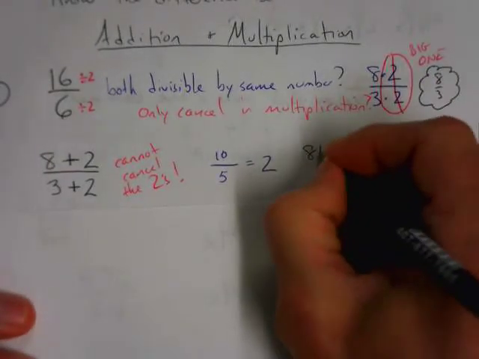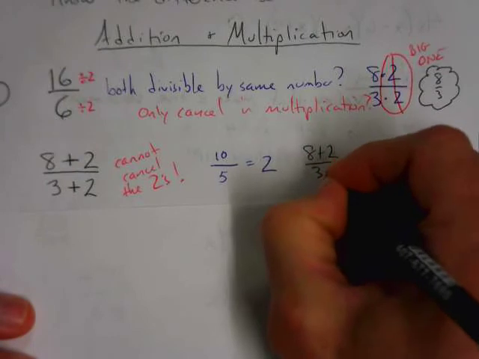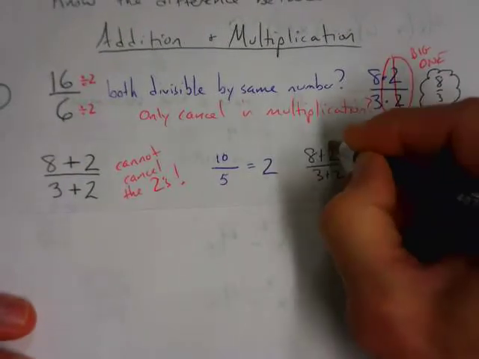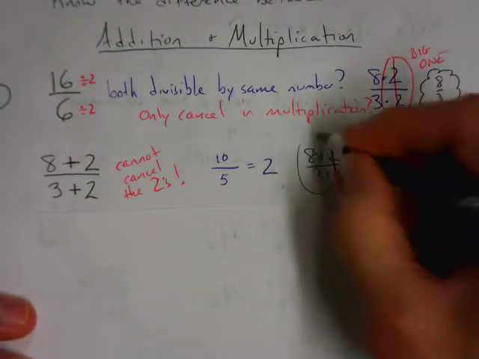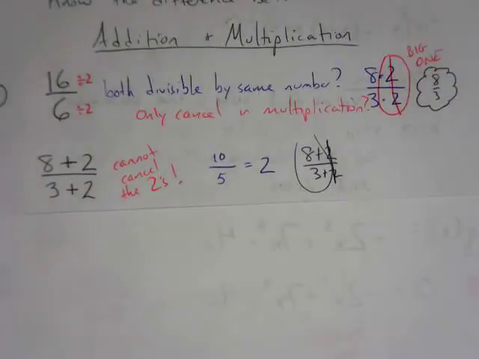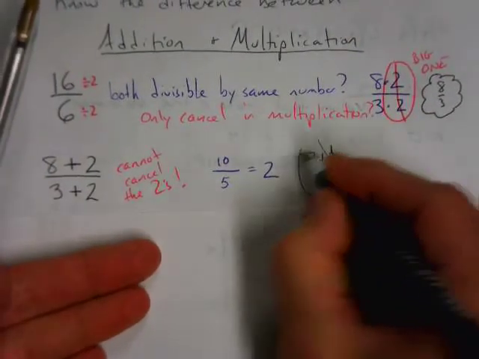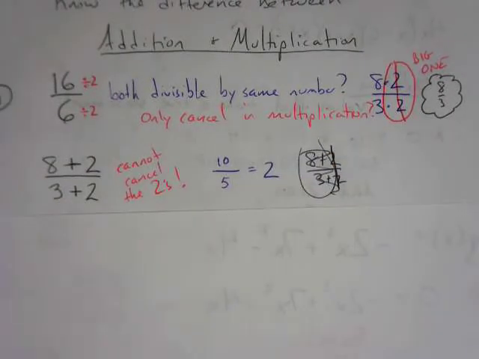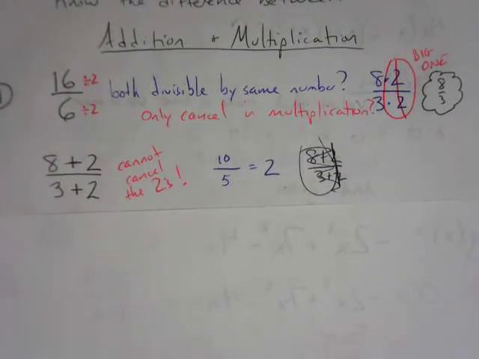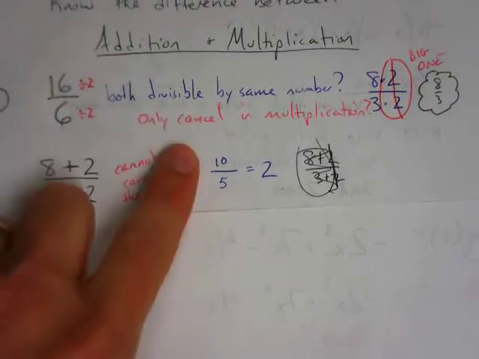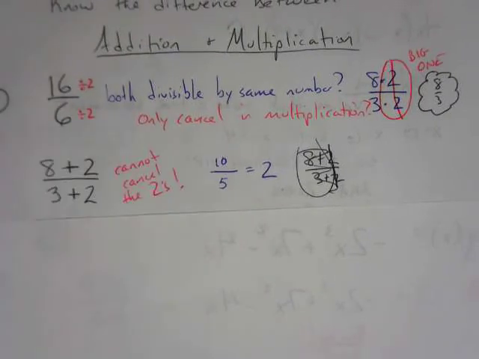Well, if we had 8 plus 2 over 3 plus 2, and we canceled the 2s, we'd be left with 8 over 3. And clearly, 8 over 3 is not 2, so we can't do that, right? So we can't cancel the 2s because we're dealing in addition. We can only cancel in multiplication. That is so critical to understanding rational expressions, okay?